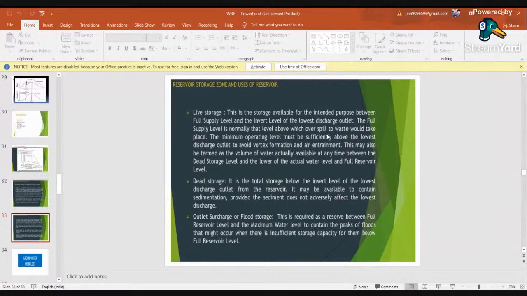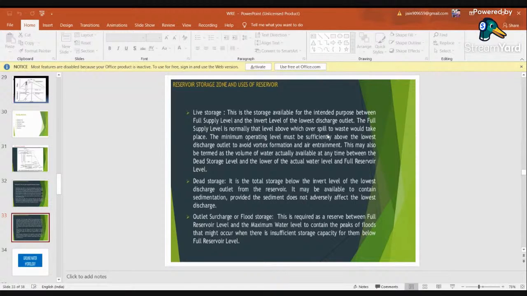There is a live storage. This is the storage available for the intended purpose between the full supply level and the invert level of the lowest discharge outlet. The full supply level is normally that level above which overspill to waste would take place, and the minimum operating level must be sufficiently above the lowest discharge outlet to avoid vortex formation and air entrapment. This may also be termed as the volume of water actually available at any time between the dead storage level and the lower of actual water level and full storage capacity or full reservoir capacity.